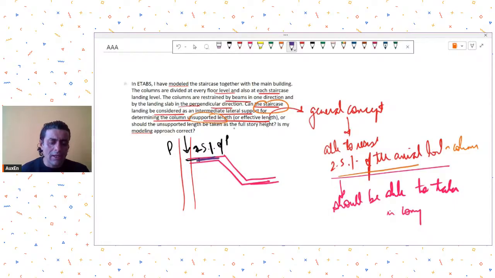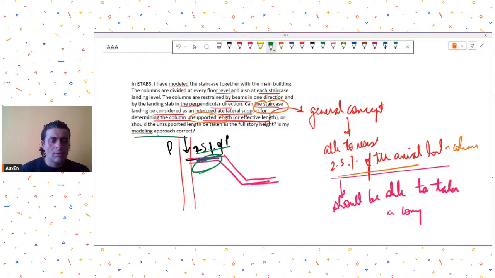So generally our landing slabs are sufficiently wide. They have a good amount of thickness, let's say 150, 175 mm generally, and they have sufficient reinforcement also. So most of the time this will be able to act as an effective lateral restraint. Okay.